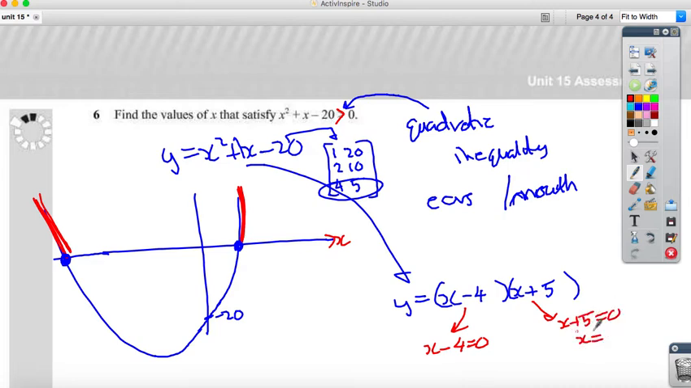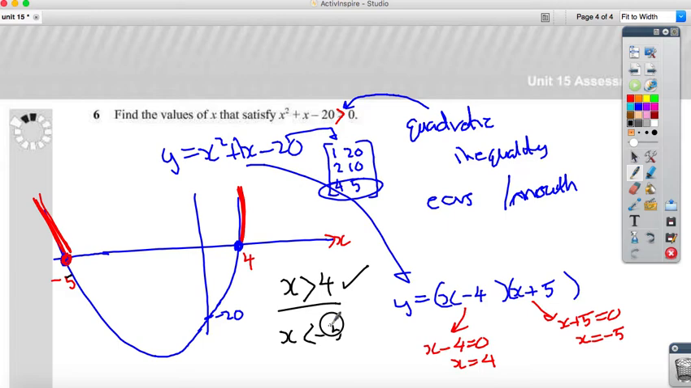And if you solve them, x must equal minus 5, which corresponds to this point, and x must equal 4, which corresponds to this point. Finally, to give your answer as an inequality, the x value must be bigger than 4 to be this bit. So one answer is x is greater than 4, and the other answer is this bit, and it must be on the left hand side, so x must be less than minus 5. And that's this part of the line here.